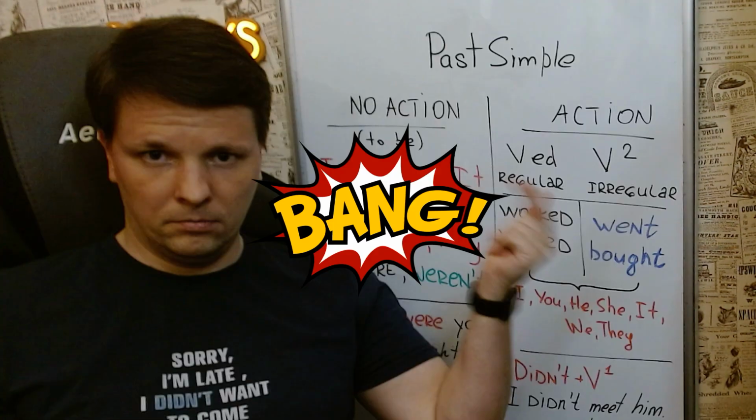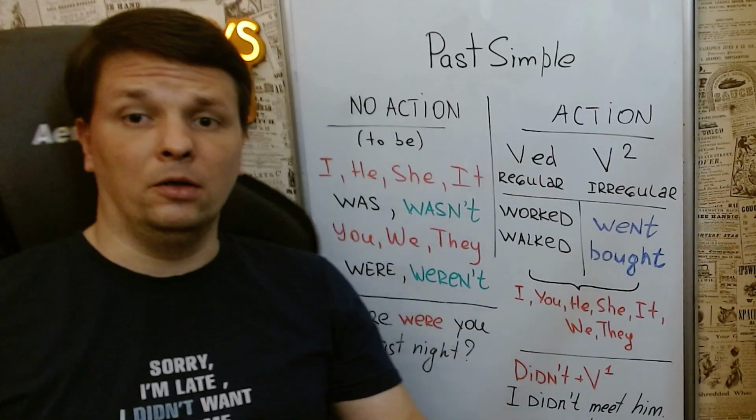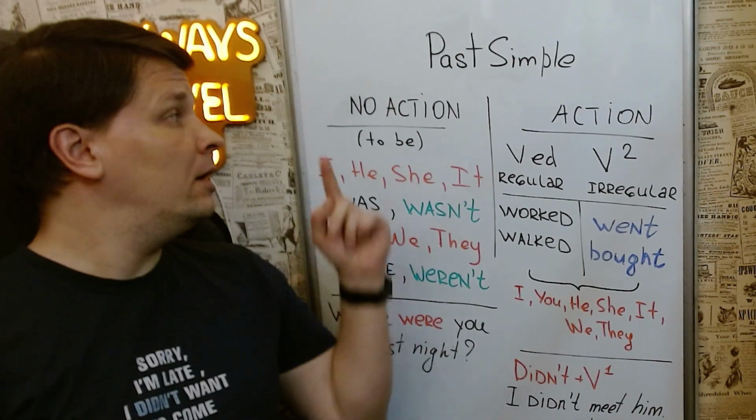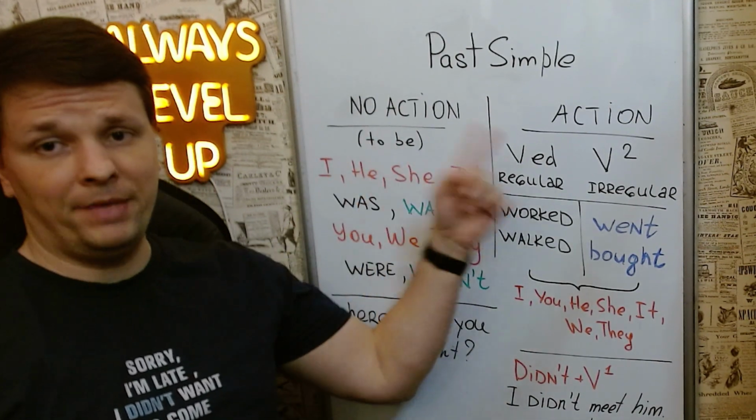And of course, in the past simple, we can use the specific dates or days. Something like on Monday, something on the 1st of October, or something like in 1991, etc. So, now let's look at the whiteboard and look onto the grammar positions of the past simple. So, let's look. In the past simple, we have 2 options, no action and action.